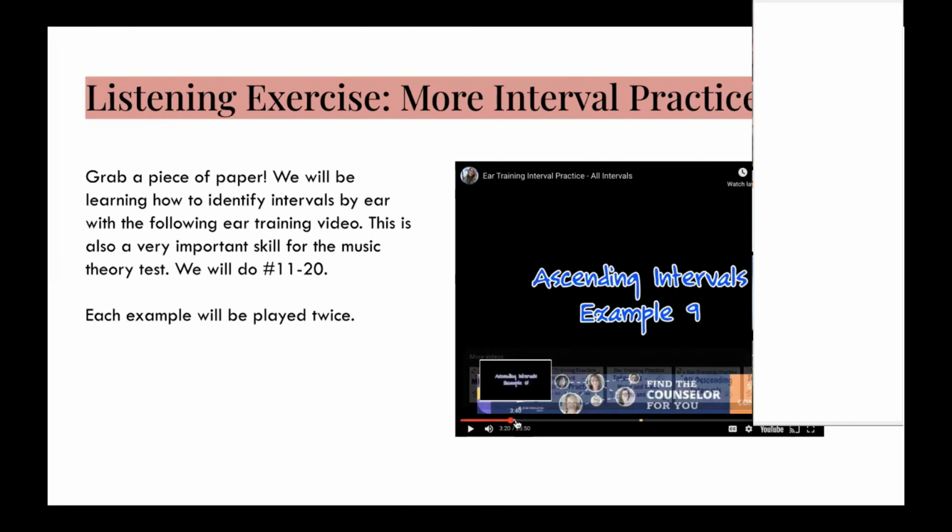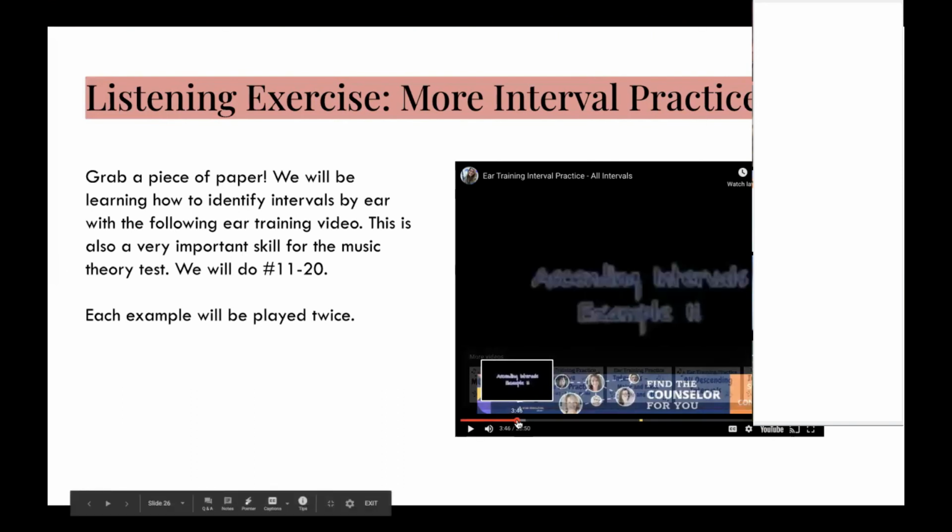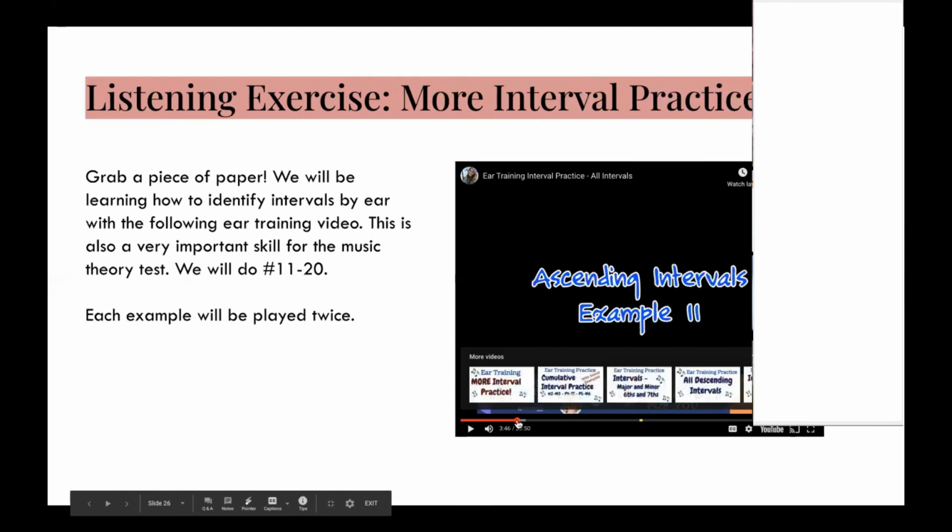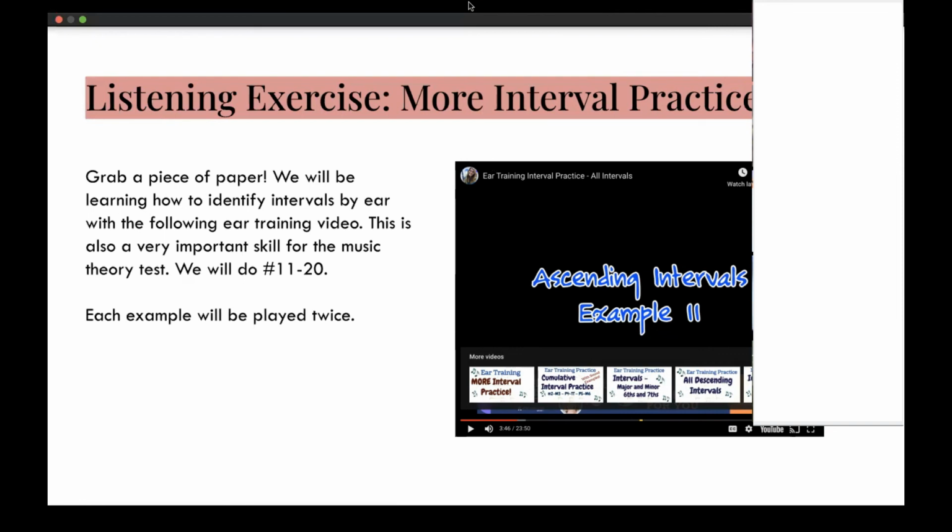That's 9, so I'm going to go to 11. Okay, so this is the same exercise that we did a couple weeks ago, but it's very important, so we're going to keep doing this. So basically, if you remember types of intervals, we have major, minor, perfect, diminished, augmented, but this video doesn't really have many augmented and diminished ones. And then just write the interval number as well. So we'll just do the first 2.